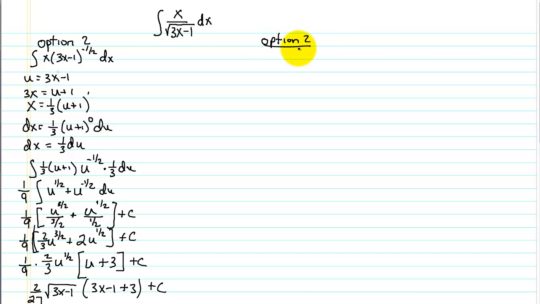And maybe I should change colors here, so let's work this in blue. This time we are going to let u be our entire denominator, including the radical symbol. Now we need to solve this for x. So to solve a radical equation, we have to square both sides.